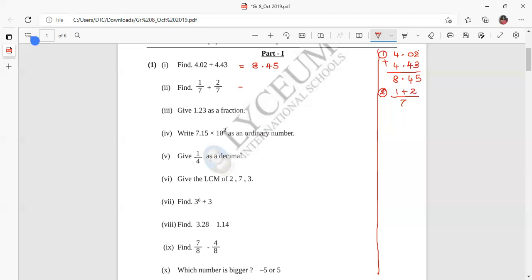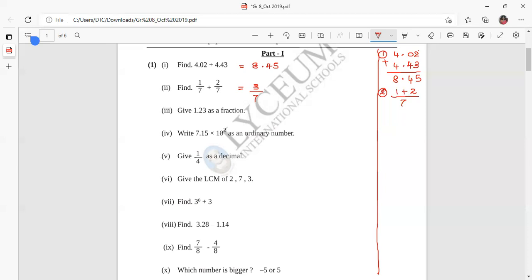Again, see how I'm writing the equals mark. 1 plus 2 is 3, then my answer will be 3 over 7. Now, can you see, children, in the working column, when I'm doing my other workings, I put the question numbers.